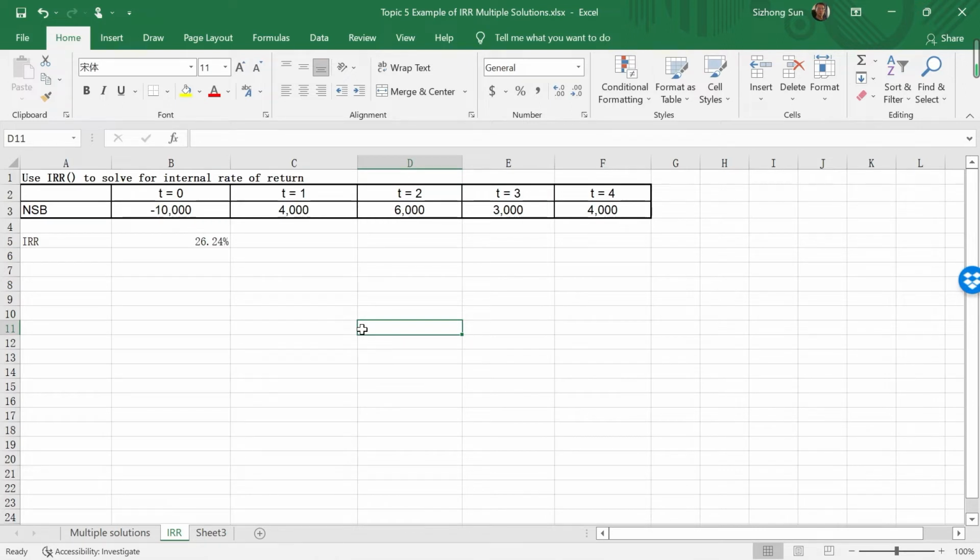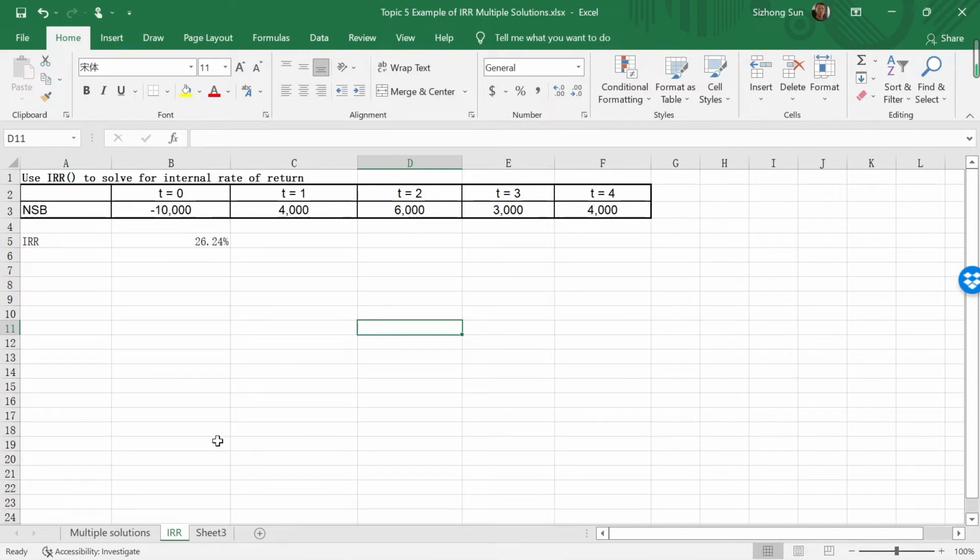So the IRR is 26.24%. And you compare this IRR with the cost of capital. For example, to finance this project, you borrow from a bank, and the bank charges you a loan rate of 10%. So now 26.24% is higher than 10%. Then you conclude that this project is good, it's efficient.